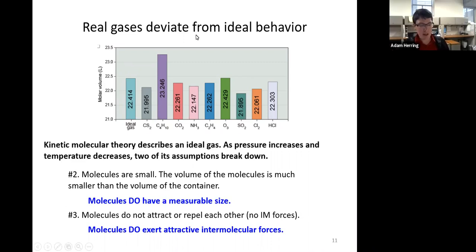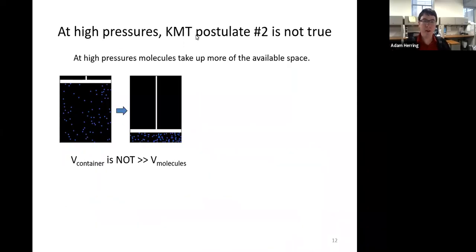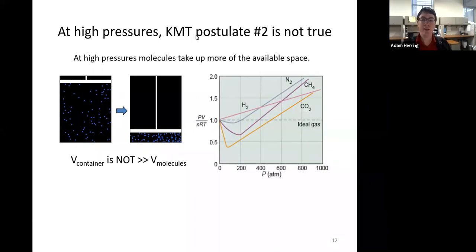So let's evaluate the conditions under which these occur. At high pressures, the second postulate of kinetic molecular theory does not hold true. At high pressures, we're shrinking the size of our container. And when we do that, the molecules are taking up a larger proportion of the available space than if there's a large volume. The volume of the container is not much larger than the volume of the molecules. This leads to non-ideal behavior.